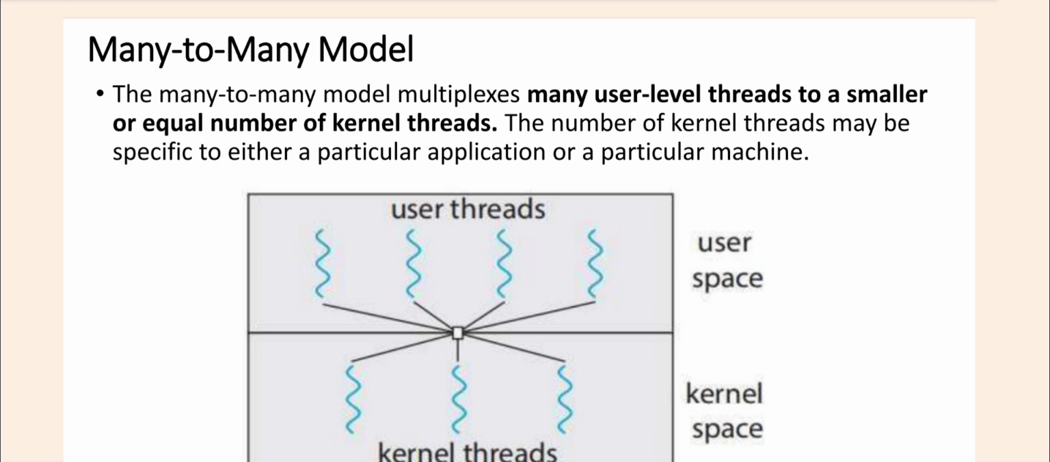The advantage is that it provides a balance between user-level and kernel-level thread management. The disadvantage is that it has slightly more overhead than the one-to-one model because the kernel must handle multiple user threads.